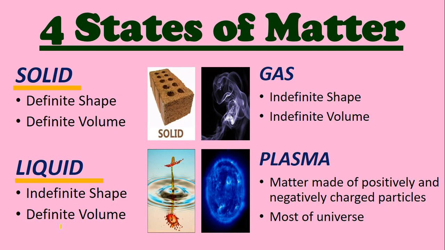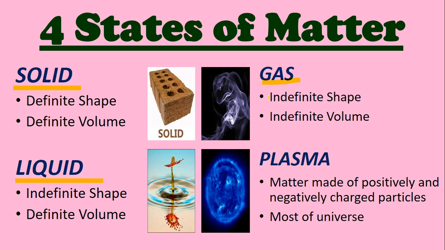Liquids have a definite volume. We can take its volume. The thing is, they have indefinite shape. If you have two different shaped glasses and you pour water into one, the water is going to take the shape of that glass. If you take that water and pour it into the other shaped glass, it's going to take the shape of that. They take the shape of the containers they're in.